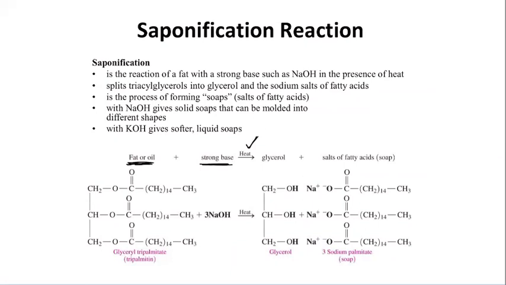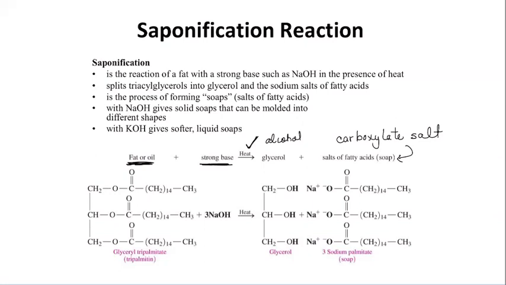And overall, as we learned before, in chapter 14, when we are saponifying an ester, we make an alcohol and we make a carboxylate salt. And that carboxylate salt is what makes the soap. So for one molecule of fat or oil, you can see that we can make 3 molecules of soap.